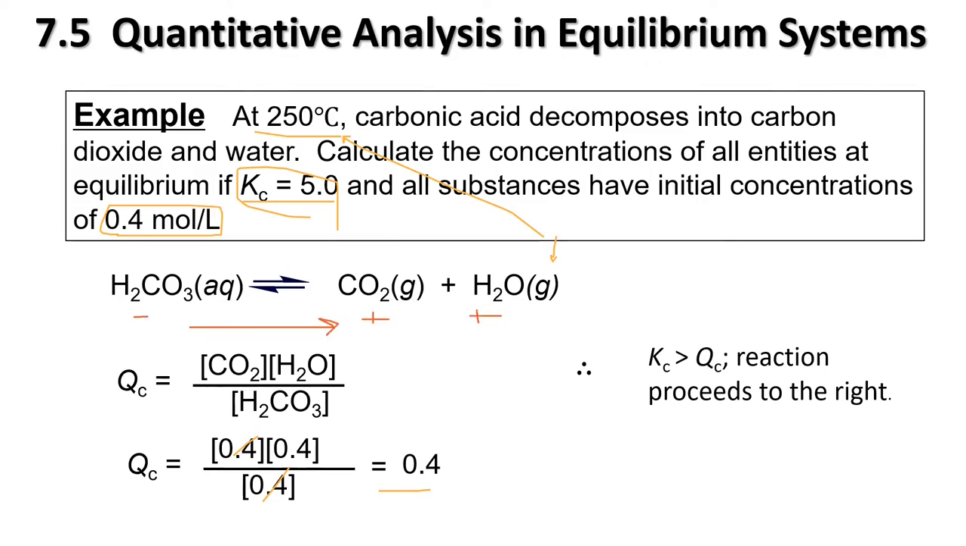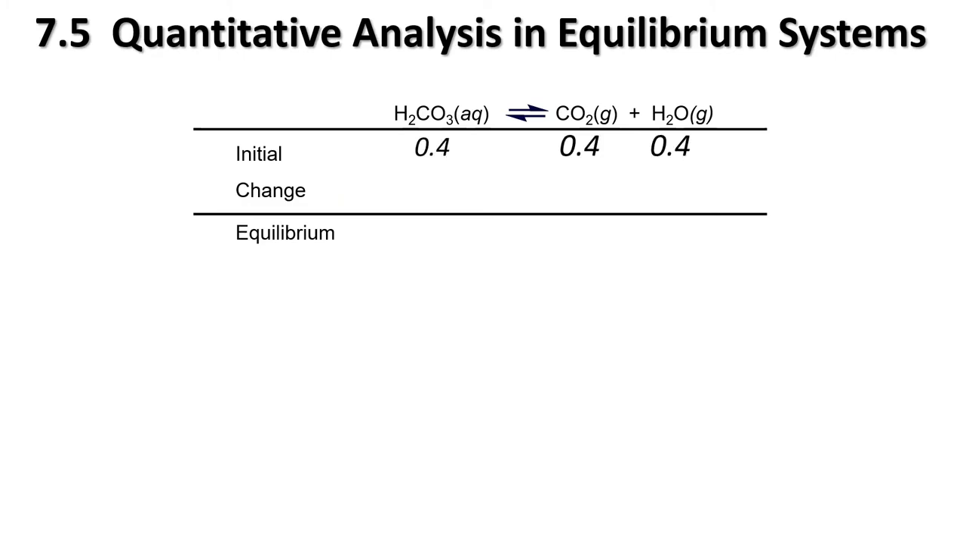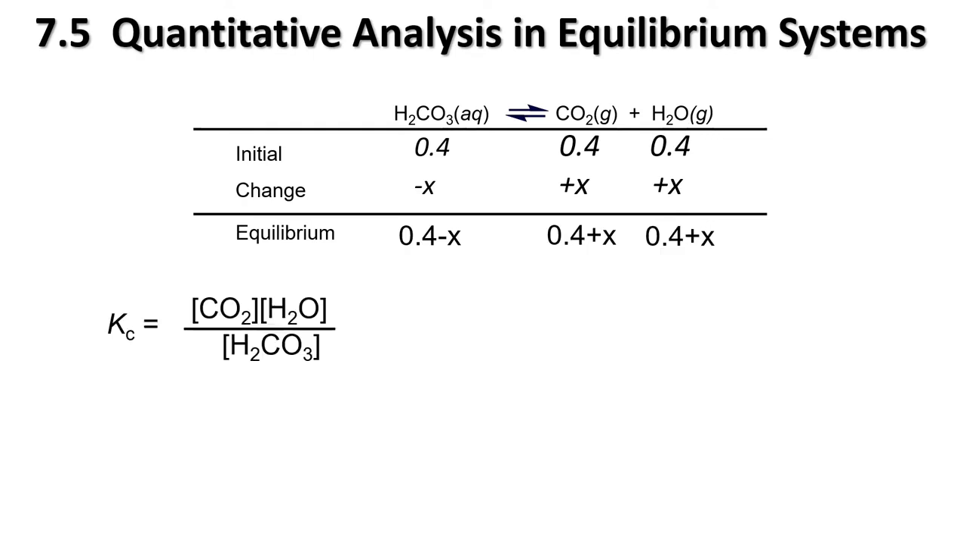So we do need to indicate this in our ICE chart. So here's our ICE chart. There's my equation up top. So our initial concentrations are all 0.4. And here's our changes. We've got our minuses and our pluses, and then there's our net. So once again, we'll take our K expression here because now we know K. We're done with Q, we're on to K. Our K was given at 5.